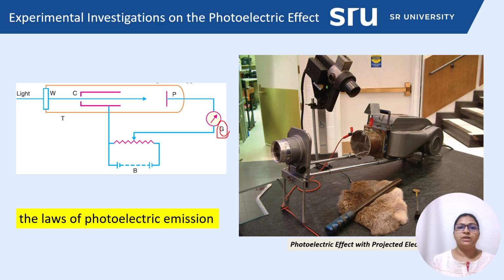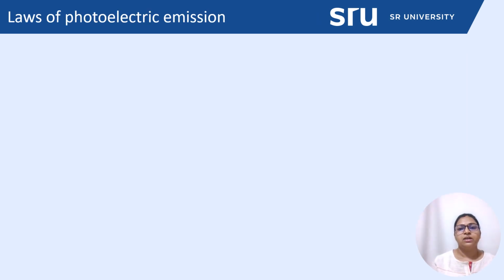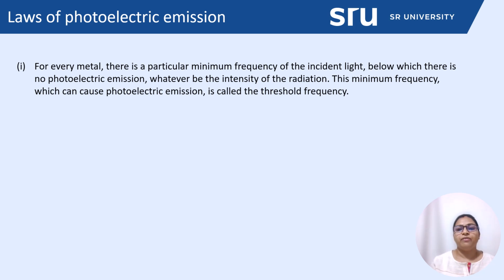The results obtained can be summarized in four statements, which are known as the laws of photoelectric emission. The very first one says that for every metal there should be some minimum frequency of incident light below which there will be no photoelectric emission, whatever be the intensity of the radiation. This minimum frequency which can cause the photoelectric emission is called the threshold frequency. So in a single line, the minimum frequency required for photoelectric emission is the threshold frequency.